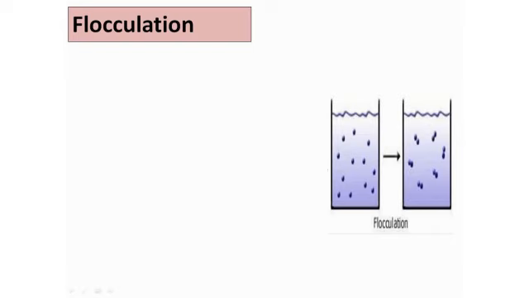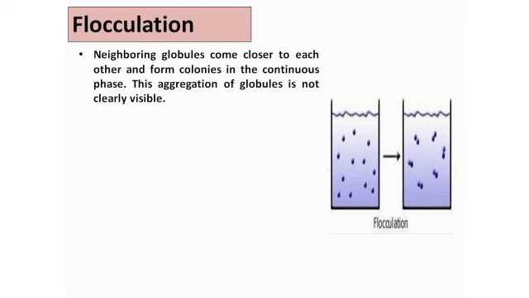Number one issue is flocculation. As we have already discussed, what is flocculation? The neighboring globules which are dispersed in the dispersion medium, when they come close to each other, generally form colonies. They bind to one another, right? This aggregation of globules is not clearly visible, but when the globules come close to one another, they form this colony. This is the initial step, and this leads to the instability of the emulsion.